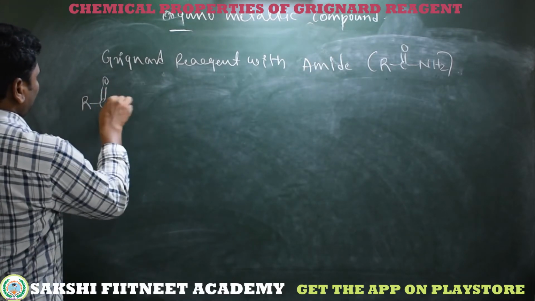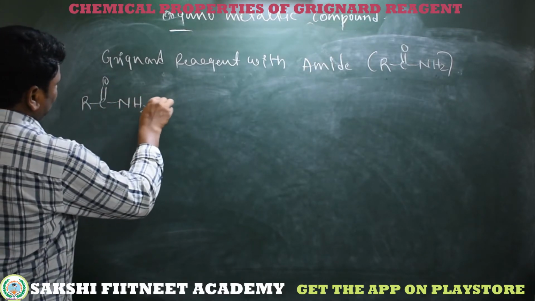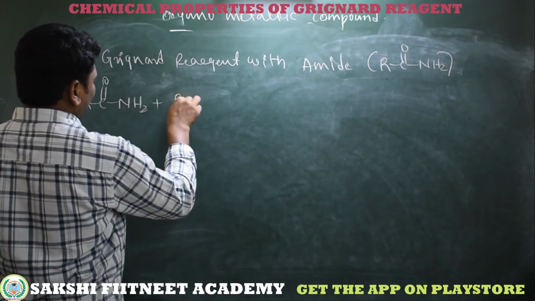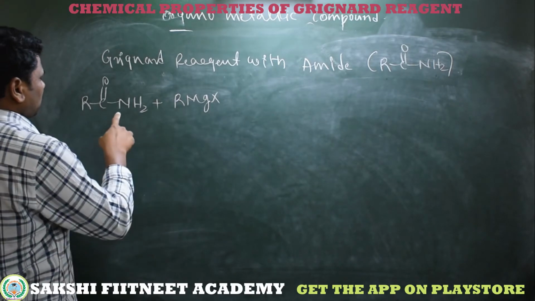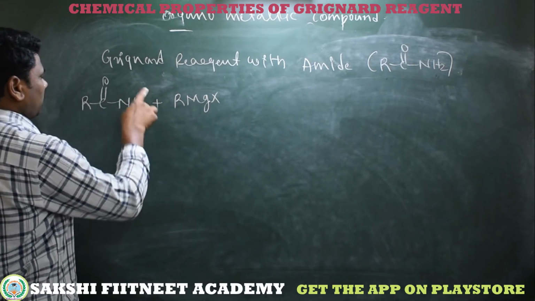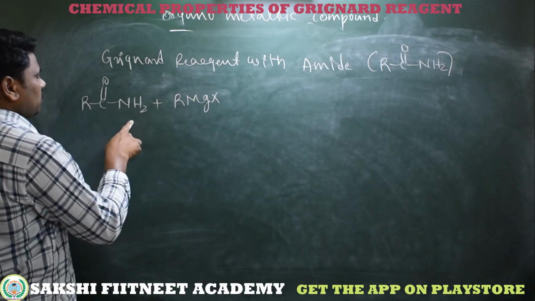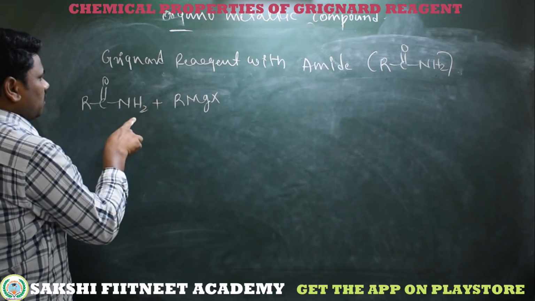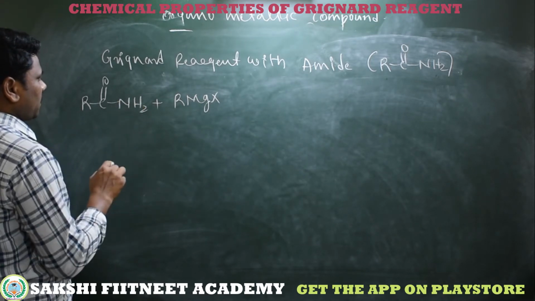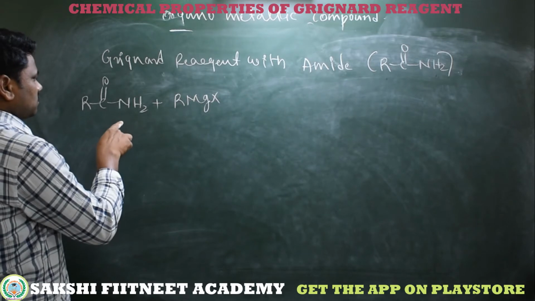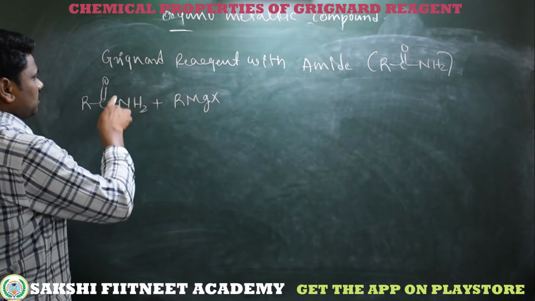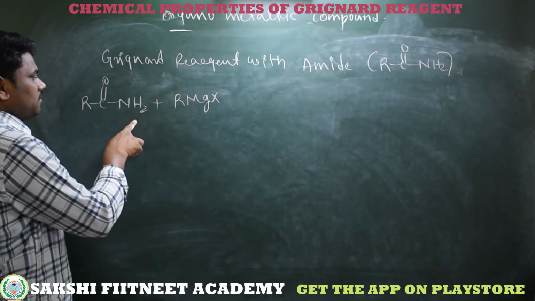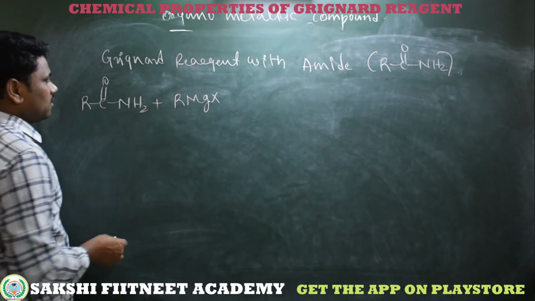So here I am taking an amide with a Grignard reagent, RMgX. Before, in an ester, we had an OR; now we have an NH2. OR is a leaving group and NH2 is also a leaving group. There is nothing change in the mechanism. In an ester, that OR is eliminated as ROH. Here in this amide, this NH2 is eliminated as NH3.